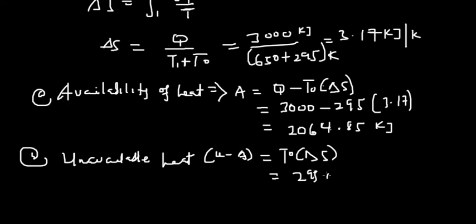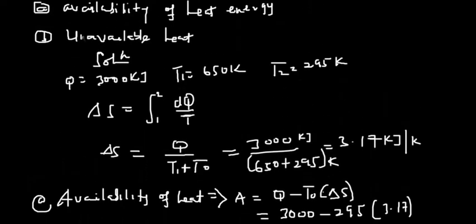295, then multiply by the entropy, that's 3.15, and then that will give us 935.15. This is also heat, so we have kilojoules. So this is quite simple. Now let's dive right into the second question. So this was quite simple and straightforward.